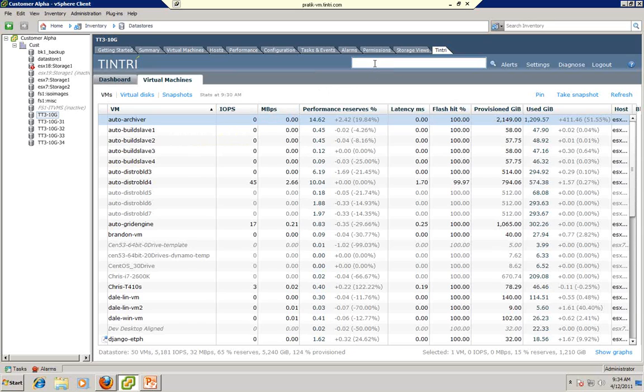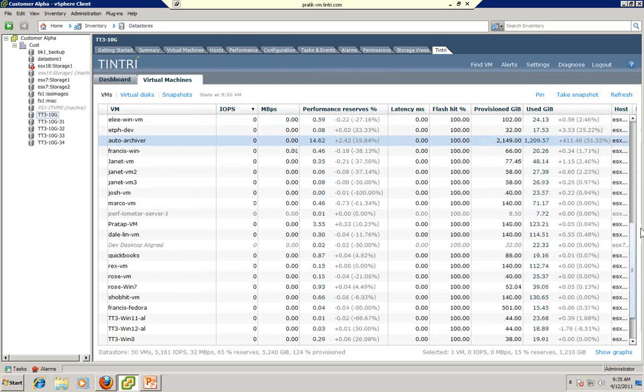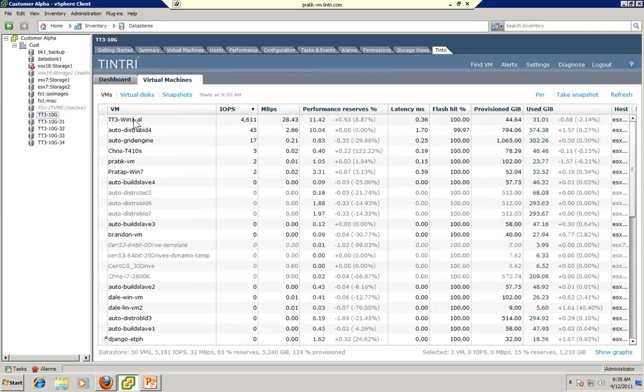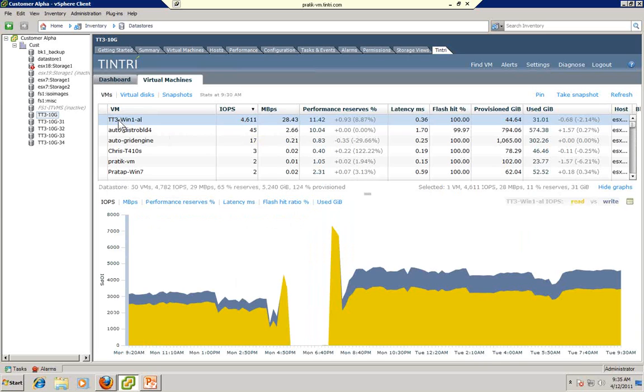I could actually look for it by name here, or since I know that it usually does a lot of IOPS, I can select the IOPS column and sort by IOPS. Now if I go to the top, you should be able to see that it's this particular VM that's currently doing about 4,600 IOPS. If you double click on it, you're now presented with essentially the key metrics that we had outlined earlier, but now being shown on a VM basis.